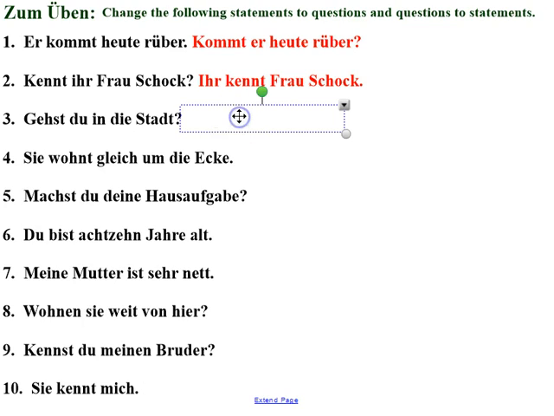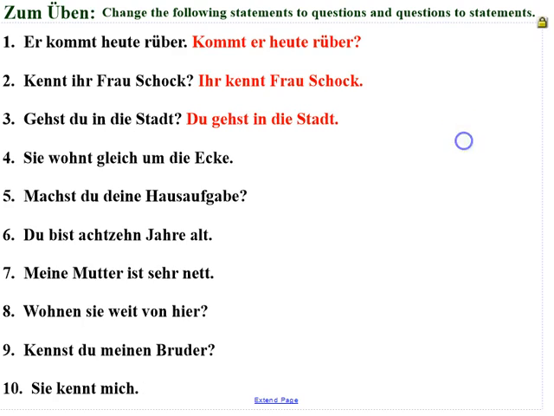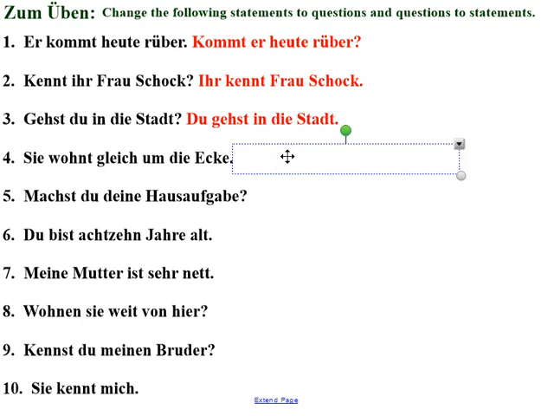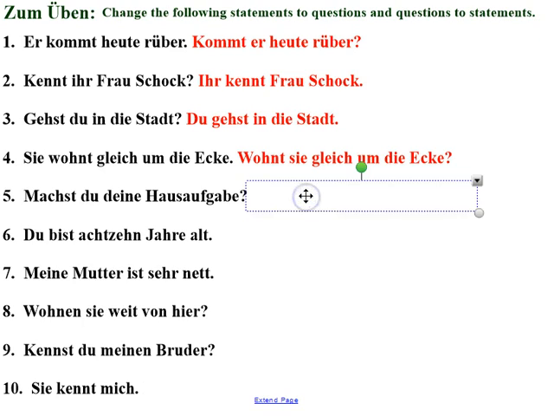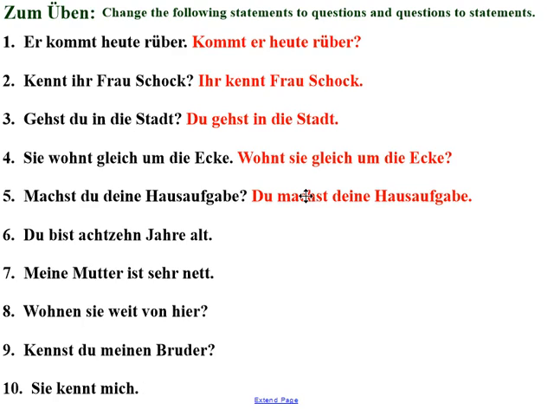Are you going into the city? To du gehst in die Stadt. You are going into the city. Four. Sie wohnt gleich um die Ecke. She lives right around the corner. Wohnt sie gleich um die Ecke? Does she live right around the corner? Five. Machst du deine Hausaufgabe? Are you doing your homework? Du machst deine Hausaufgabe. You are doing your homework.